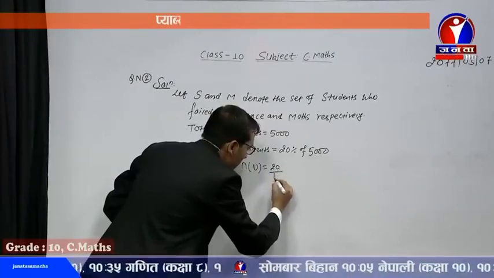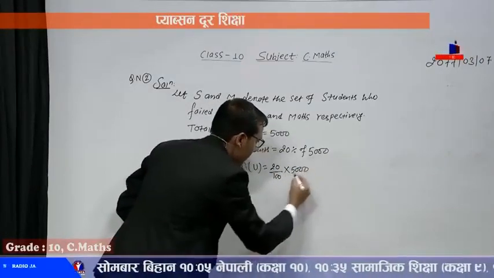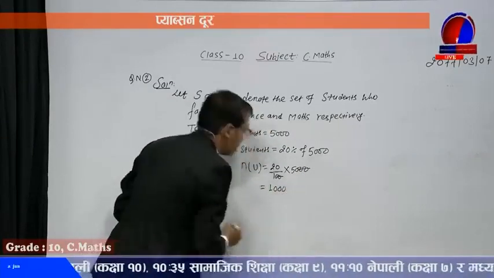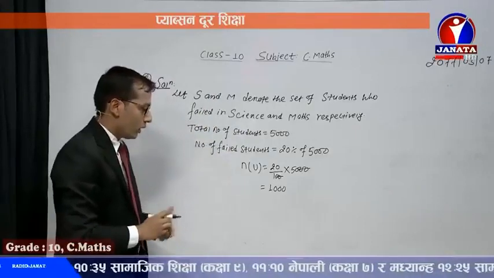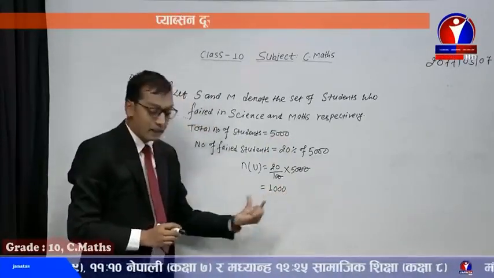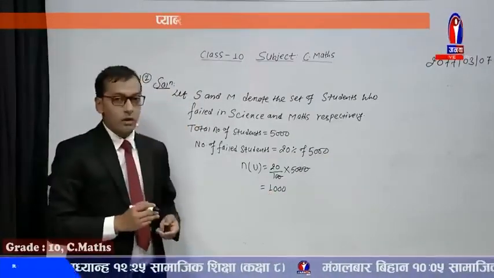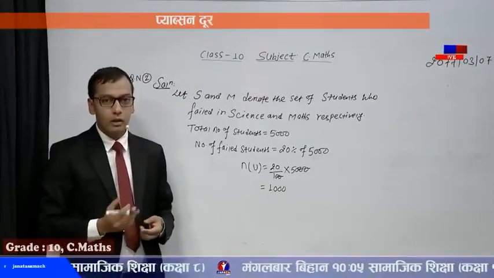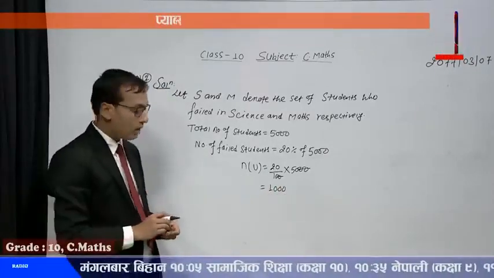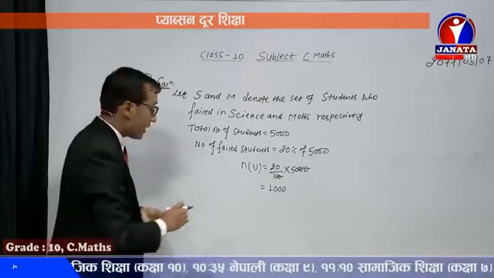Let's solve for this. 20 over 100 multiplied by 5,000. We can cancel 2 zeros. It's 1,000. This is n(U). So out of 5,000 students, only 1,000 students failed in SE. Okay, so among 1,000, we have got other information here. Out of 1,000 students, 40% of failed students failed in science only.